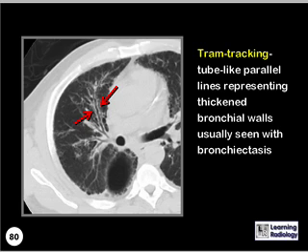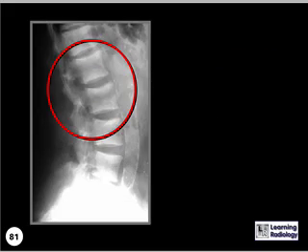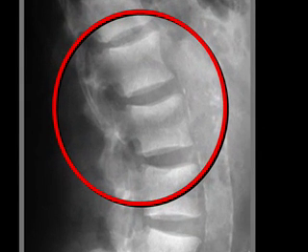This is tram tracking, which is the tube-like parallel lines representing thickened bronchial walls, usually seen with bronchiectasis. What is this appearance called?